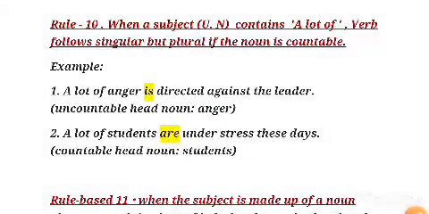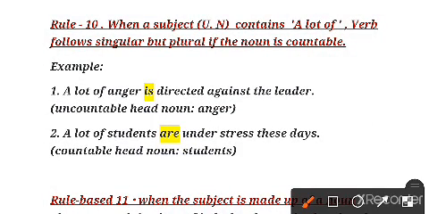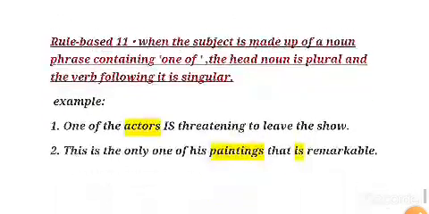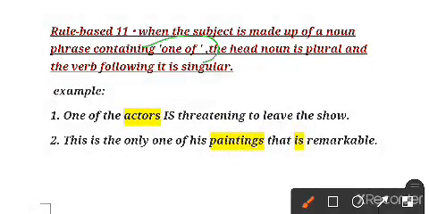Then rule 10: when the subject is uncountable and contains the phrase a lot of, the verb will be singular, but if we talk about a countable noun, it becomes plural. You can see the example: a lot of anger. Anger is an uncountable noun, that is why is is given. A lot of students: here students is a countable noun, that is why are is given. Clear?